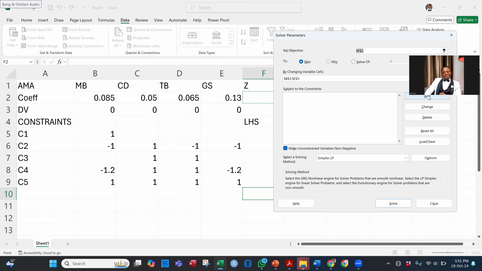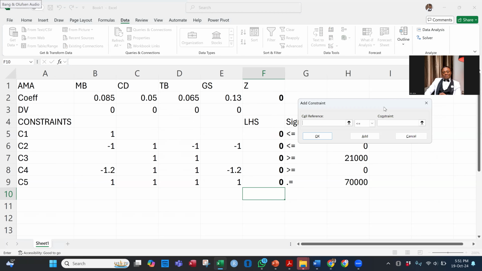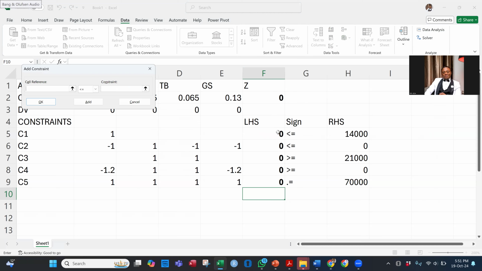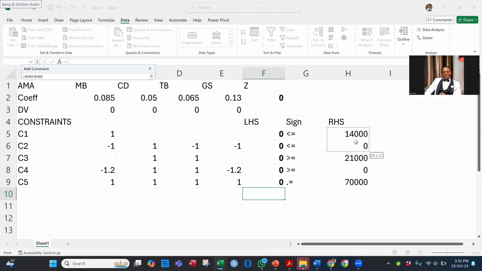Click on add. And then come and select the first 2 constraints because they all have less than or equal to. So while the cursor is blinking on the left-hand side, which is called cell reference, click on these first 2. The less than or equal to sign is already there. Select it. And then click on the right-hand side and choose the 14 and the 0. You are done. You're about to go to the next one, so click Add.